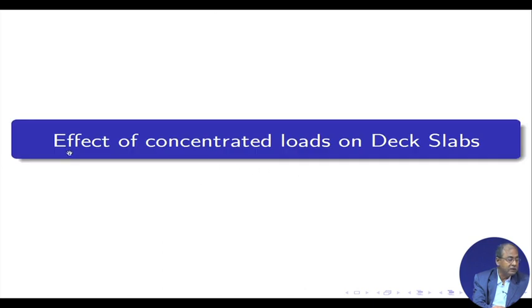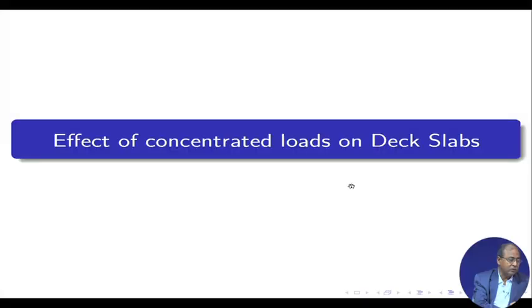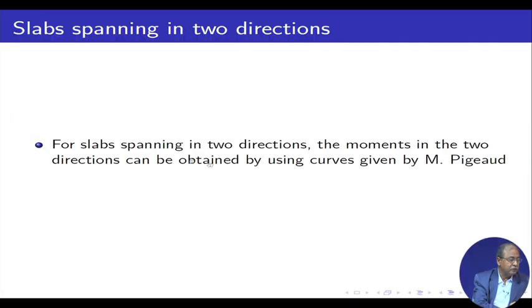Now, I shall tell you quickly the effect of constraint loads on deck slabs. Earlier I have told you about when the slab is supported in the opposite direction, and here you can find out how we will do it. So, for a slab spanning in 2 directions, the moments in the 2 directions can be obtained by using curves given by Pigeaud, popularly known as Pigeaud's curves.